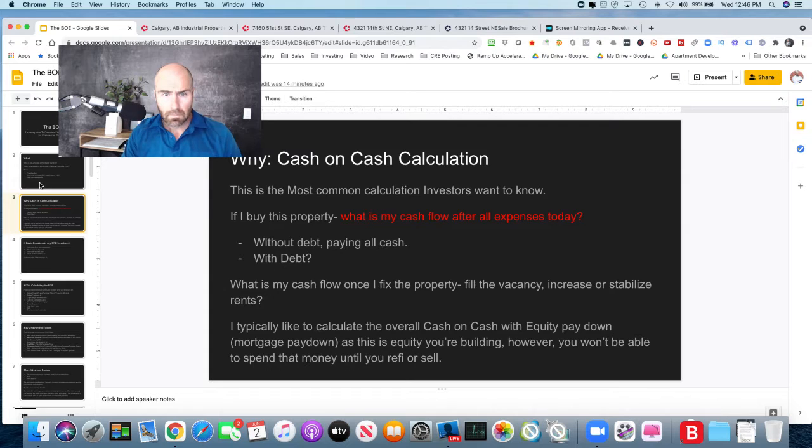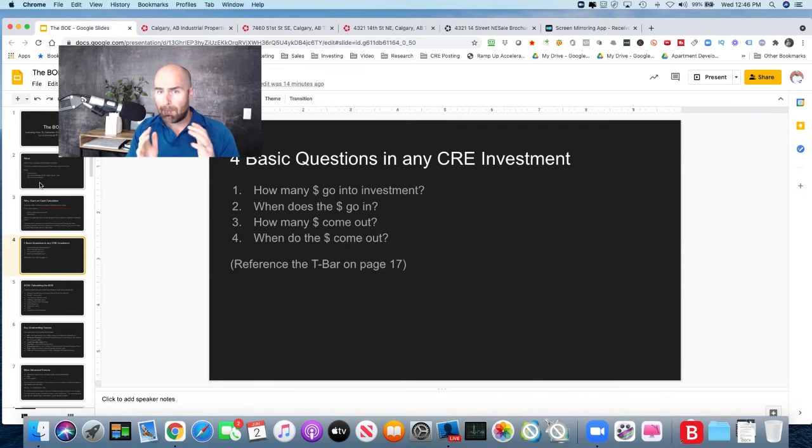Okay. Now, a couple of the basic questions. This comes right out of CCIM. So if you're experienced in commercial real estate, you'll know this. If not, then this would be a really good primer.